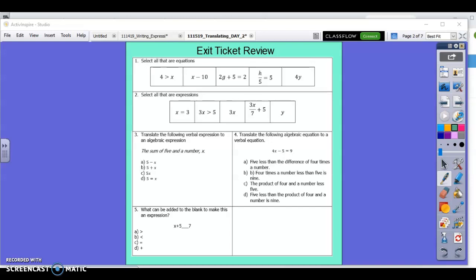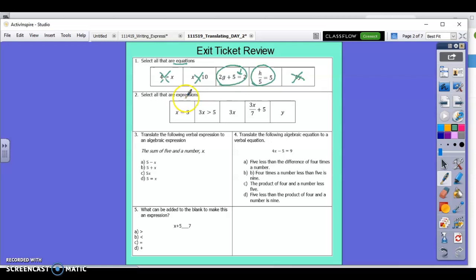All right, here's our exit ticket review. So number one says select all that are equations. So remember, equations almost looks like it says equals. So we're looking for anything that has an equal sign. Doesn't have an equal sign. Nope. Here's an equal sign, so that's an equation. We have an equal sign, no equal sign.